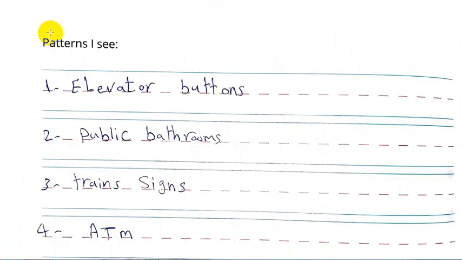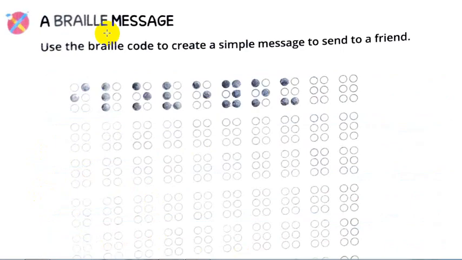Turn the page. My students, where can we see these patterns? Excellent. Number 1, in elevator buttons. Number 2, in public bathrooms. And number 3, in train signs. Number 4, in ATMs. Turn the page. A Braille message.